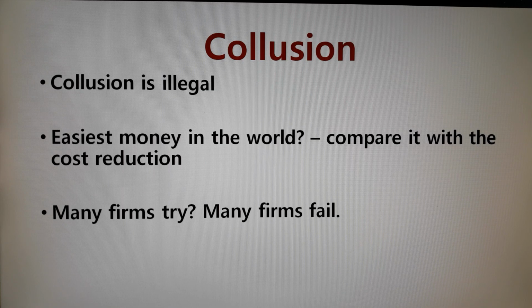Think about that from Sarah and Jane's point of view. By increasing the price from $6 to $8 per apple, they got $2 more profit. But if you are not allowed to collude, and you still want to increase the profit per apple by $2, what can you do?